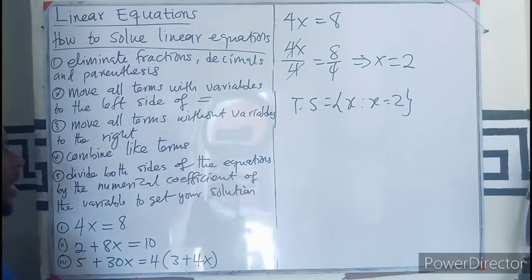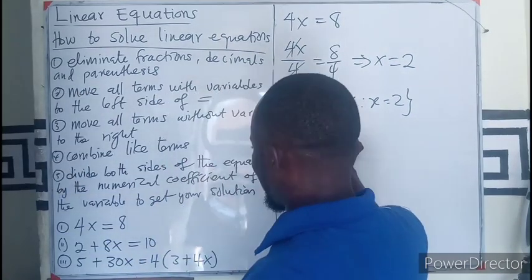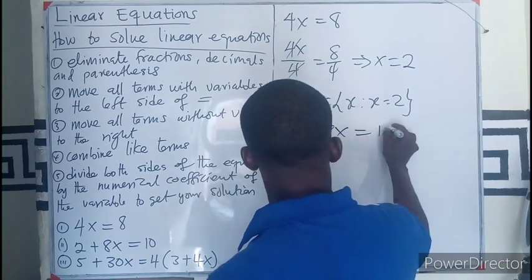For number 2, I have 2 plus 8x equals 10.